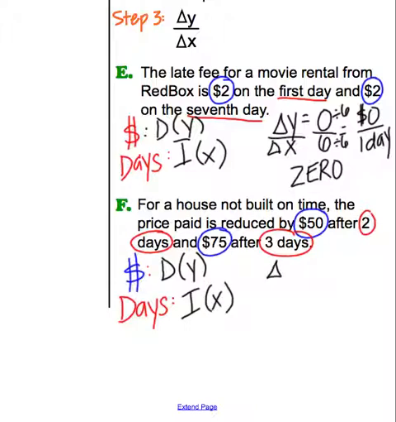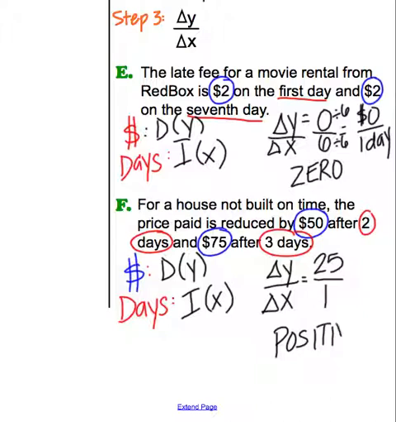So when we look at our change in y over our change in x, our change in y is $25, and that does go up. And the change in days is 1. And so, because they both increase, this is going to be a positive relationship, even though it may not be positive to have to reduce the price you can charge. It's nice if you're on the paying end. And therefore, this becomes $25 for each day that they go over.